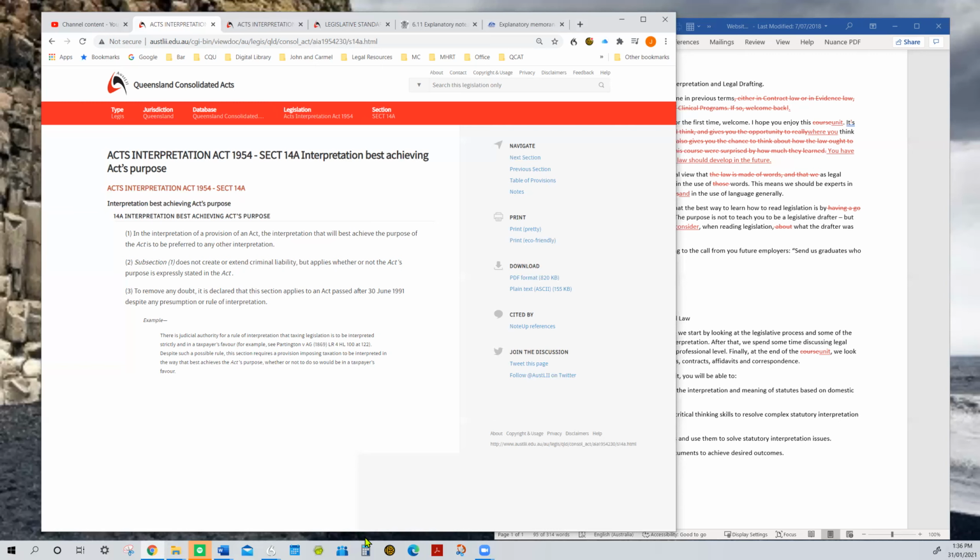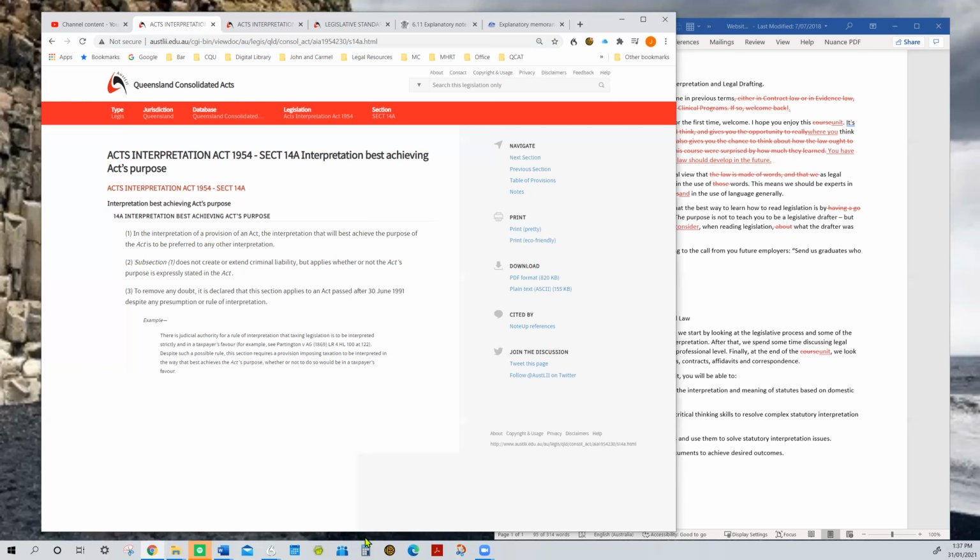Section 14A says that when you're interpreting a provision of any Act, the interpretation that best achieves the purpose of the Act is that which is preferred. That won't help you unless you know what the purpose of the Act is. So you've got to broaden your reading so that you can say with some certainty and have authority for a proposition as to what was the purpose of the Act. That means that in some way you need to channel yourself into the mind of Parliament, so to speak, to determine the purpose.